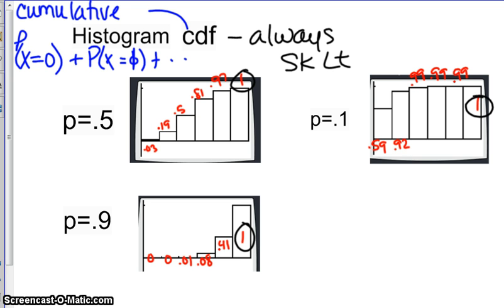So for instance, in this one, this is the probability that x equals 0, 1, 2, 3. So this bar right here includes the probability that we have a situation where we have 0 successes, 1 success. Here it's 0, 1, 2, 3, 4. Okay, and so one of the things that always happens with a cumulative distribution function, we always end up at 1, therefore we are always going to have distributions that are skewed to the left.